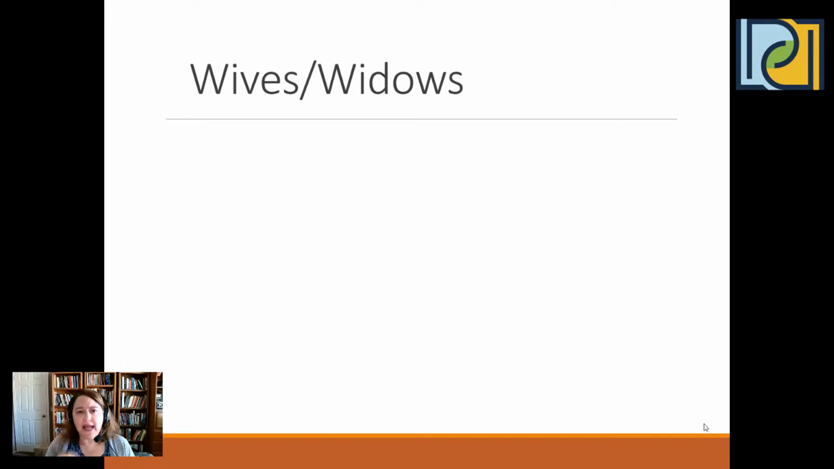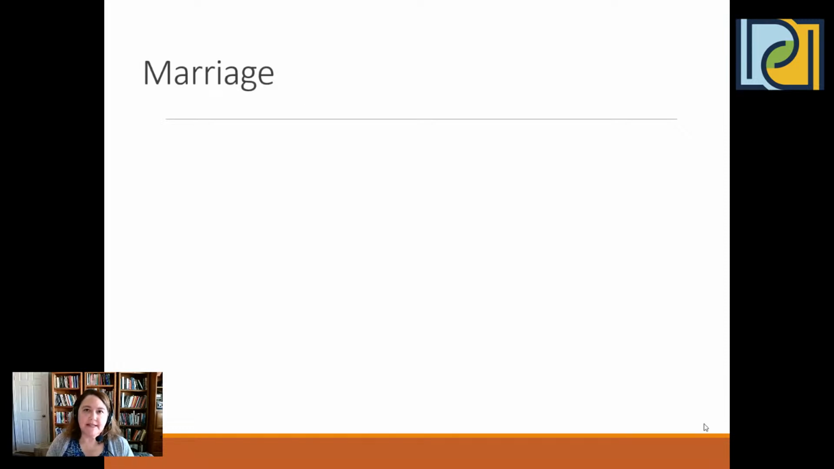Okay, so let's start with looking at relationships, and let's start with wives and widows. And I'm putting that together because obviously wives may end up being widows. And so some of these records are going to help you either way. So let's talk about marriage in particular and getting married and what records exist.